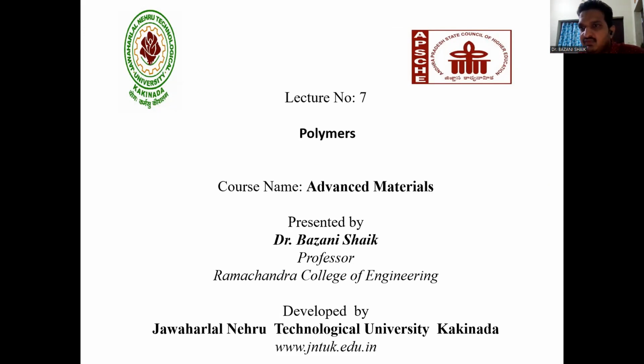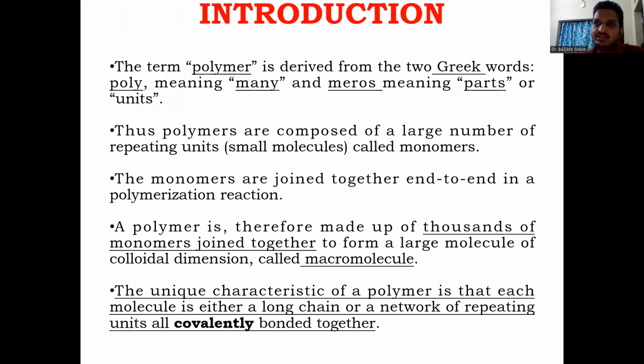Coming to polymers, we will see what the definition is and how it came to be called polymers. Generally, what is a polymer? How is it named as polymer? The term polymer is derived from two Greek words. The Greek words are poly, meaning many, and meros, meaning parts or units.